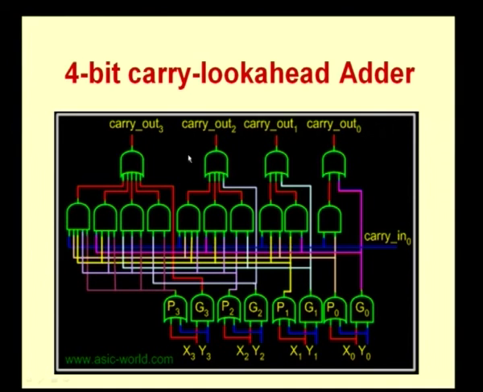Once you have got all your C's, then it is only a question of generating the S's by using the corresponding x, y and the corresponding C, XORing them and then getting your S. So what is shown in this circuit is just the carry generation circuitry. Once you have the carries, you just have to XOR it with x and y in order to produce the sums. So this is our carry look ahead adder that we have.